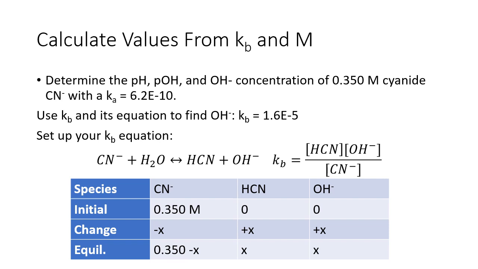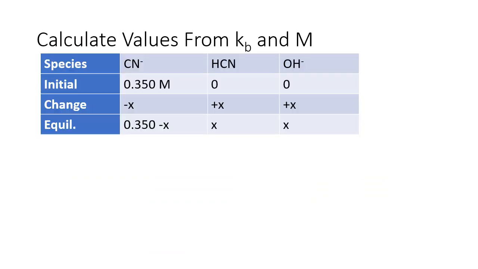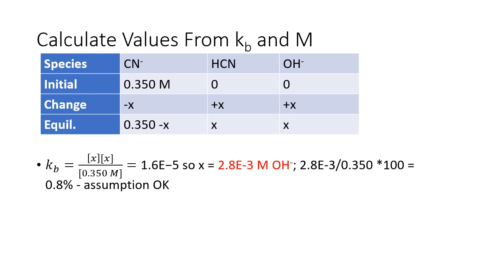So we have 0.35 molar cyanide. We start with 0 hydrogen cyanide and 0 OH-. We subtract from the CN- and we add to the HCN and OH-. Now we're going to put it into the Kb equation. Okay, so we've got our chart from the previous slide. We plug it into the Kb, and we get x squared over 0.35 minus x. But I'm going to assume that that's approximately equal to 0.35. And so I solve for x, and I get 2.8 times 10 to the negative 3rd molar OH-.